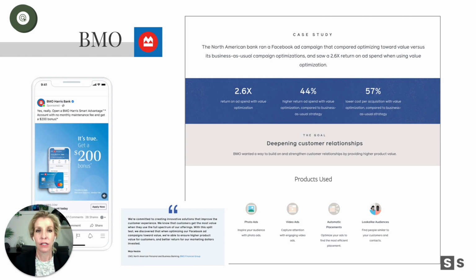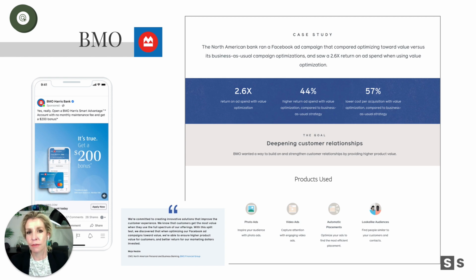And they saw a 2.6x return on ad spend when using value optimization. So let's just see what they did and how they did it. If you look on the left, the tagline and the image, it's a single image ad, or actually it might be a video because it has a sound button on it. So I'm not sure what the whole video looked like. They're using photo ads and video ads.